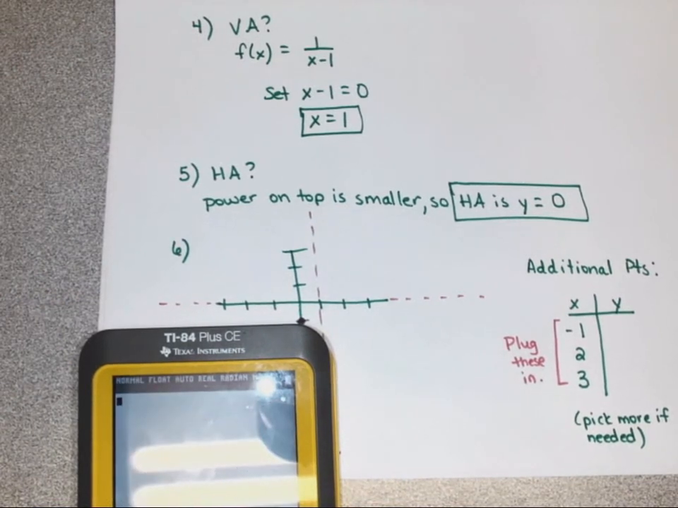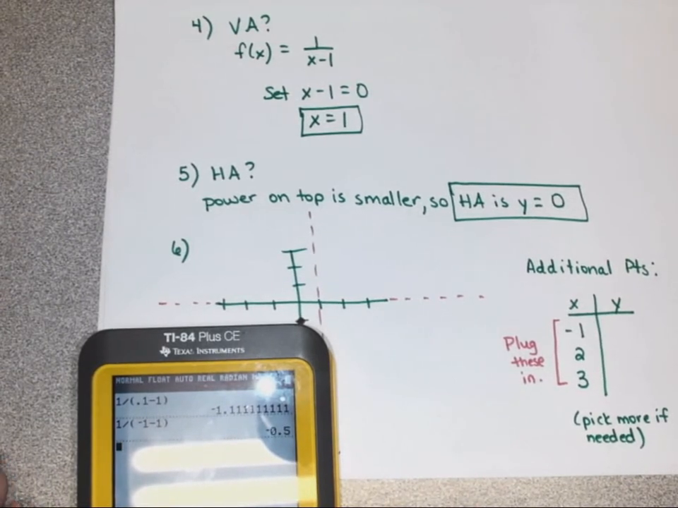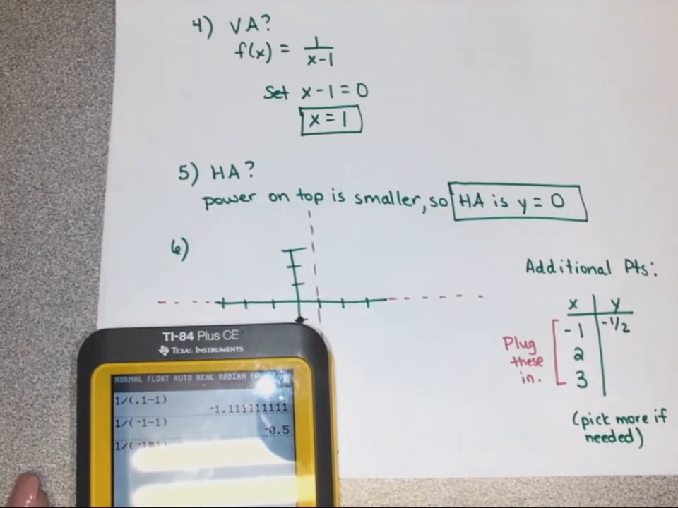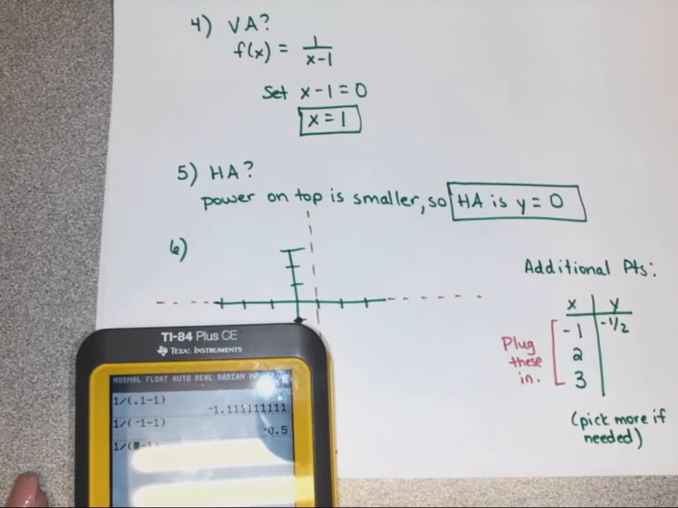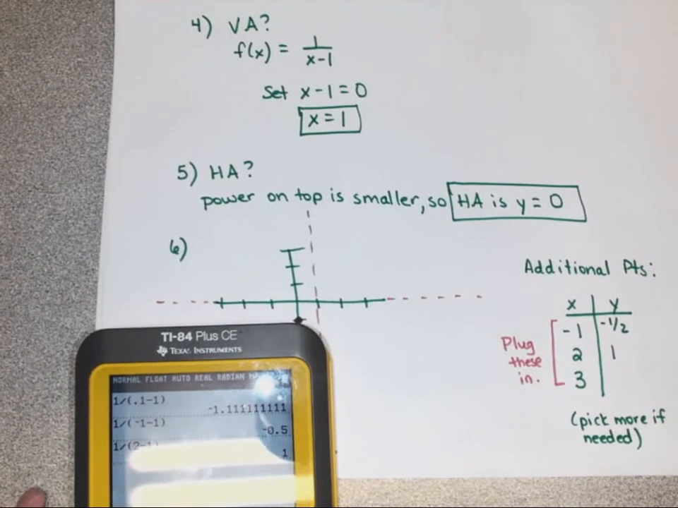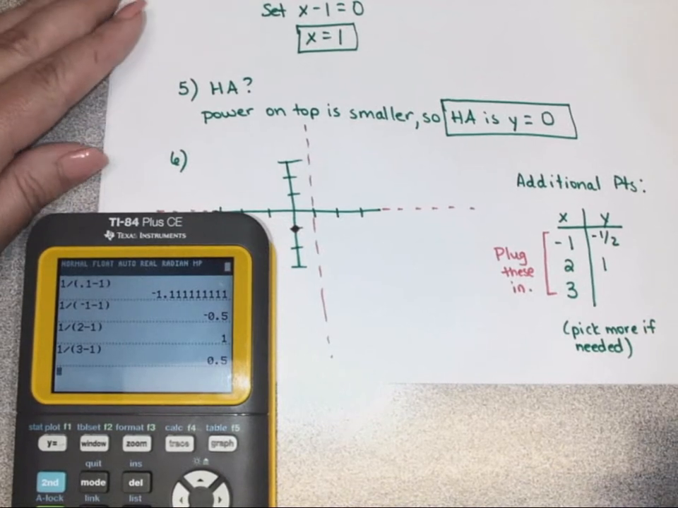My battery's running low. So notice, if you plug in -1, you're going to get 1 over -1 minus 1. Hang on, I didn't enter that in right. So you get -1/2. So the next one, let's plug in 2. So 1 over 2 minus 1. Some of these you might not need a calculator for. You get 1. And then let's plug in 3. And notice I'm going to get 1/2.